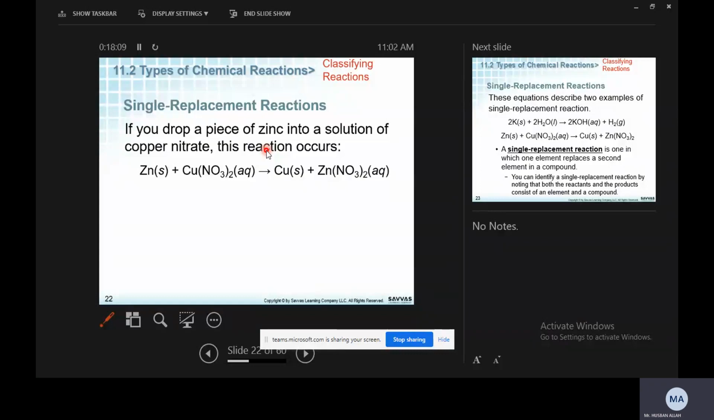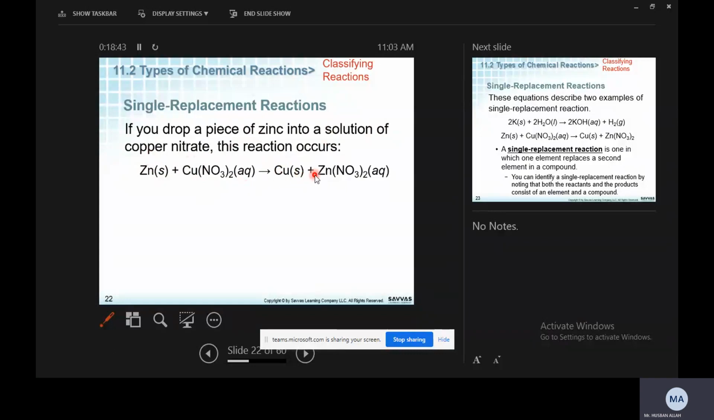Okay, so single replacement reaction is that, right? Do I need to give you another example for single replacement reaction? Yes. Here you have the second example. If you drop a piece of zinc into a solution of copper nitrate, this reaction occurs. Zinc plus copper nitrate. You have a solution of copper nitrate, but you put a piece of zinc.